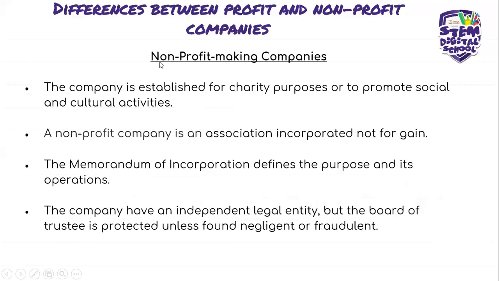Now, we are still looking at the difference between profit and non-profit companies, right? Now, I want us to look at our NPC, our non-profit making companies. The company is established for charity purposes or to promote social and cultural activities. That's what I said earlier to you guys, that for your NPC, the aim is not to make profit, but to gather funds from different donors, in order for us to help for charity, and for social and cultural activities.